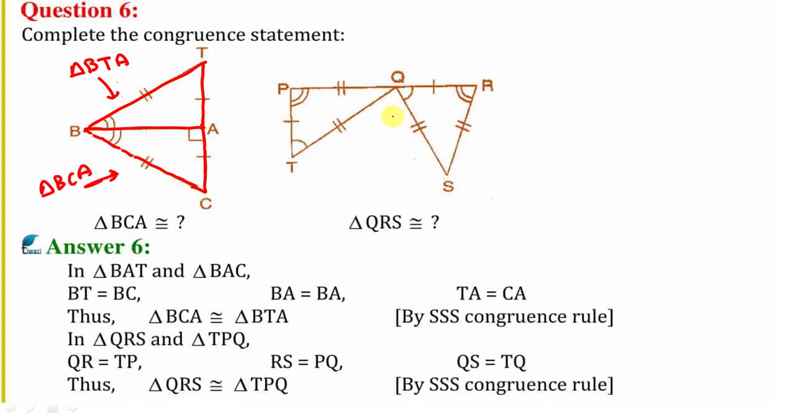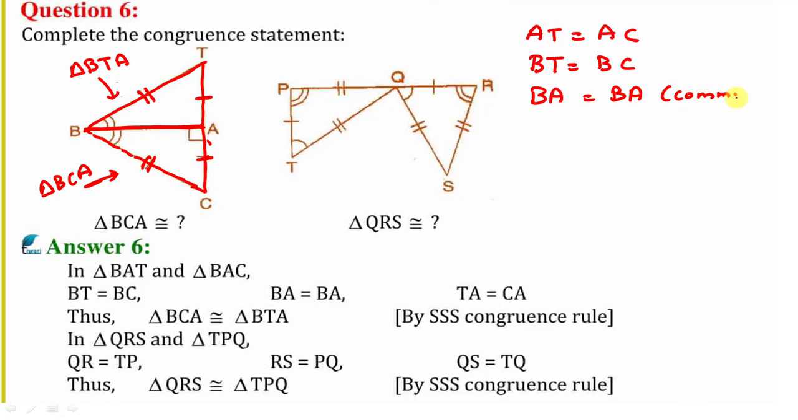So what are the similarities of these two triangles? First, it is given that the value of AT is equal to the value of AC. Second, the hypotenuses of both the triangles are equal, that is, the value of BT is equal to the value of BC. And third, this side AB is common to both the triangles, so BA is equal to BA.